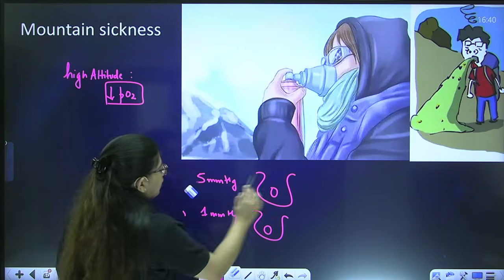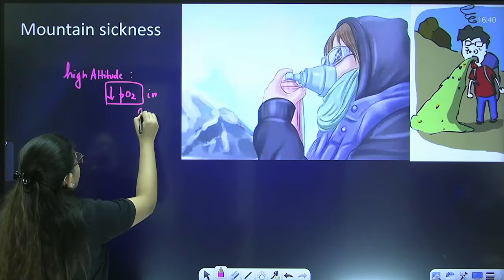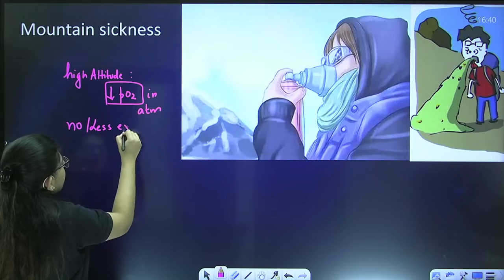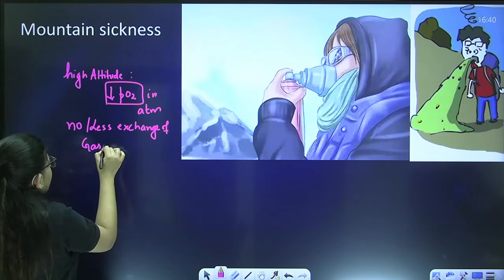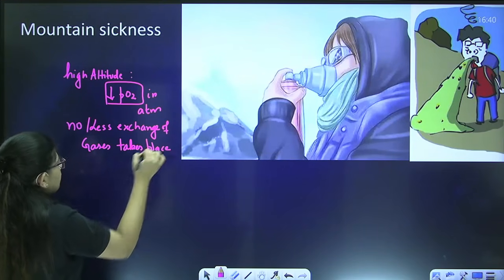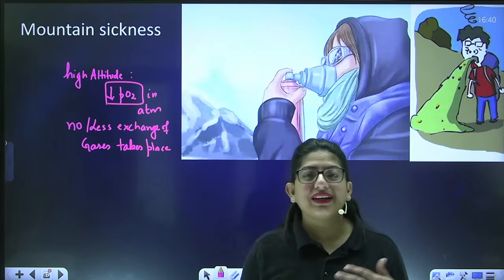So whenever there is less partial pressure of oxygen in the atmosphere, no or less exchange of gases takes place. So that's why whosoever goes to high altitude, especially in Ladakh and so, they are advised to rest for 1 or 2 days and get acclimatized.